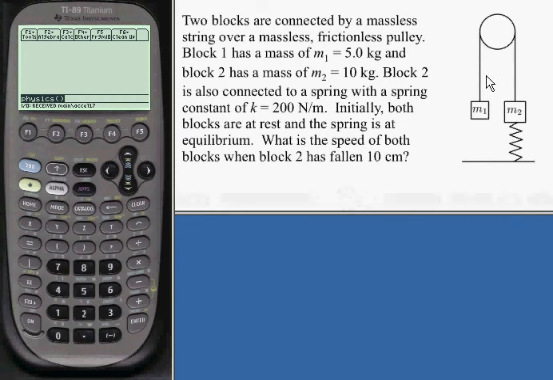Number one, this is an Atwood machine, universally stated in all physics books and everything else. If it's a modified Atwood machine, mass number one goes up here on a table, on a ramp, angled.